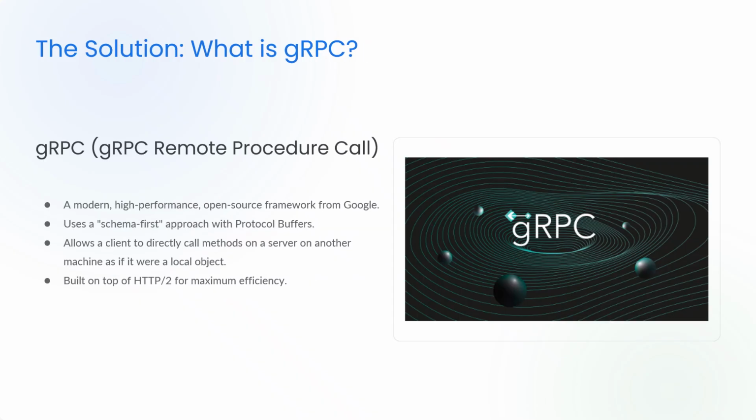To solve all these problems, this is where gRPC comes in. gRPC uses a schema-first approach with protocol buffers, allowing a client to call remote methods as if they were local. It runs on HTTP2, giving significant performance improvements and enabling modern communication patterns like streaming.